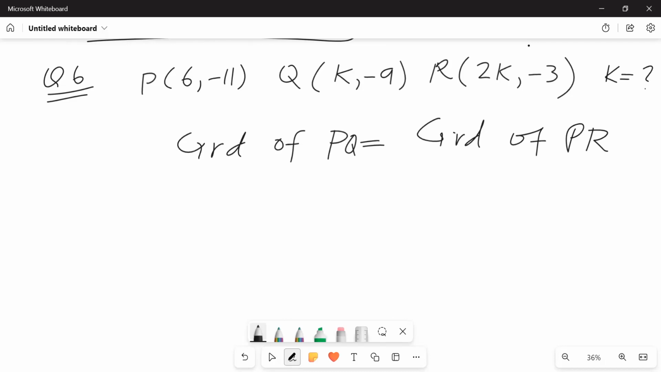So we will write gradient of PQ. Gradient of PQ is -9.